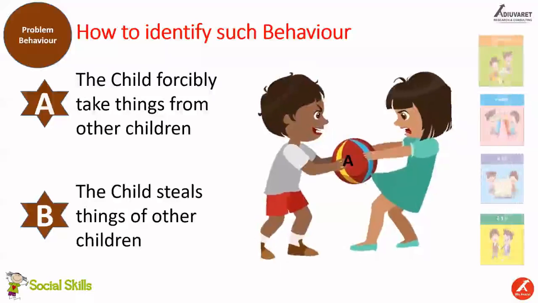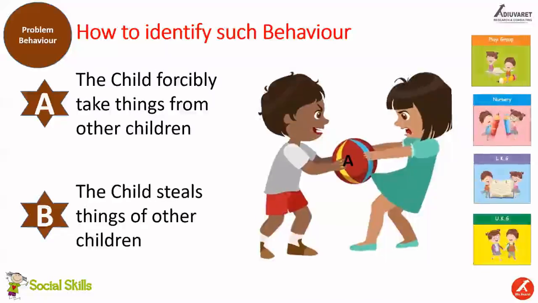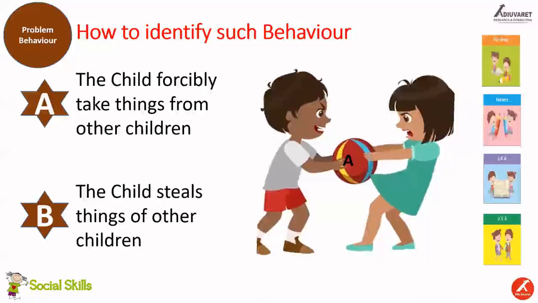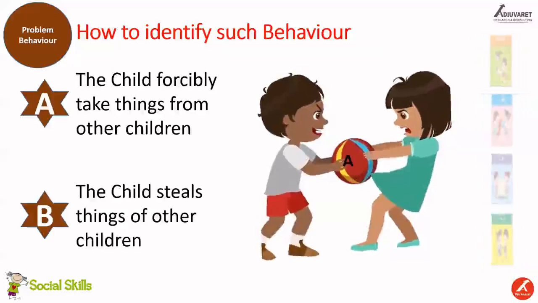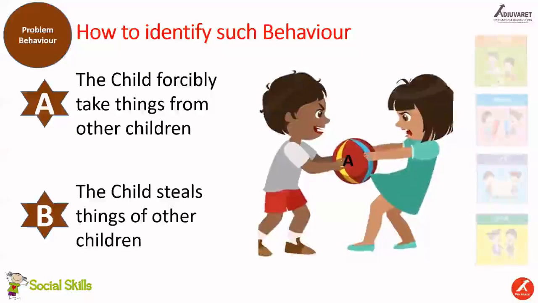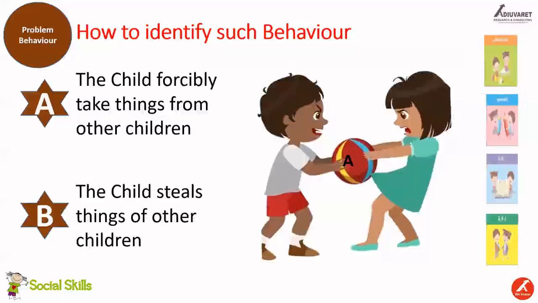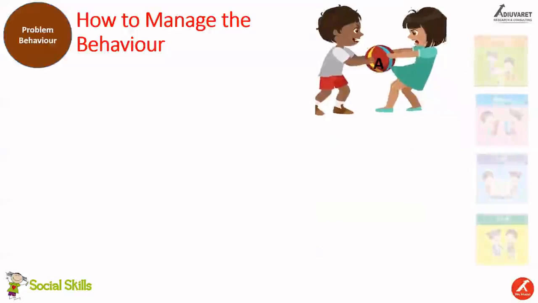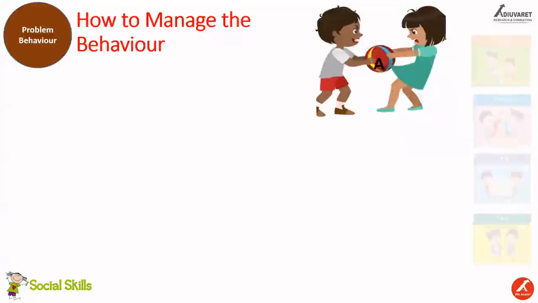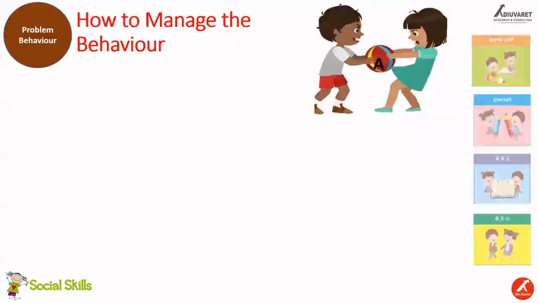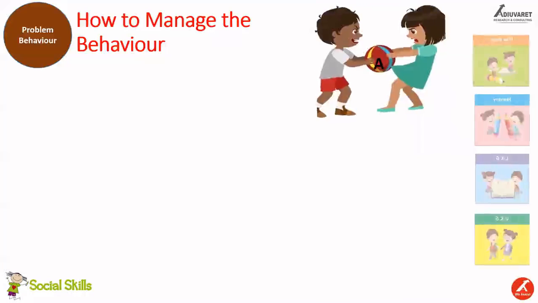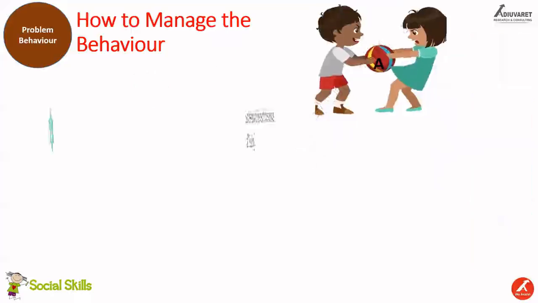Such behavior is quite common among children, but the important thing is that we must act on it so that the child's social connectedness or social effectiveness will be better. Now, once we identify it as teachers or parents, it becomes important to know how to modify such behavior when the child is displaying it either at school or at home.